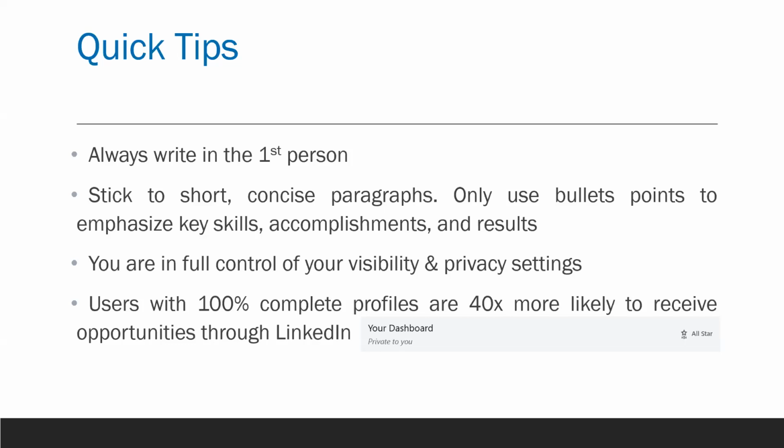Then stick to short, concise paragraphs throughout your profile, and only use bullet points to emphasize key skills, accomplishments, and results. So your entire profile should not be a list of bullet points. You are in full control of your visibility and privacy settings. There are so many things that you can control about who sees it. Even your profile picture, you can control if only your first degree connections see it, if anybody on the internet can see it, or anything that you want.